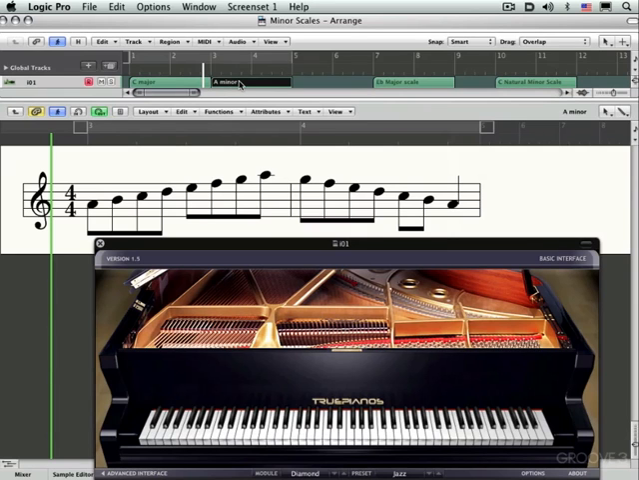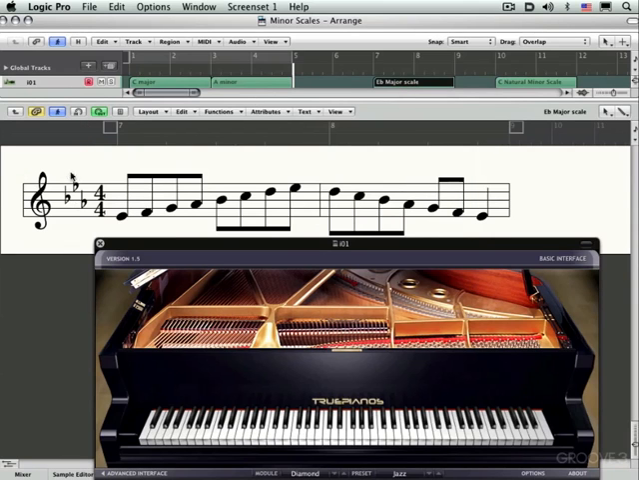Let's listen to what this sounds like. Very different mood and feel to it. Let's look at another example. Here's E flat, an E flat major scale.